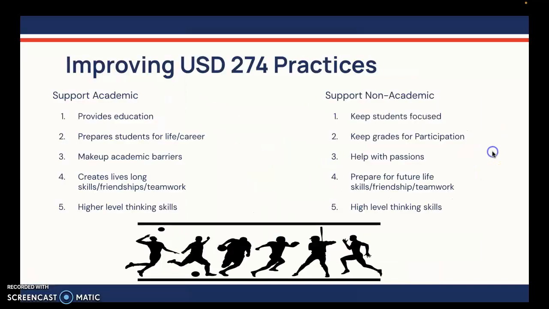So, strategies for improvement: improving the USD 274 practices. What helps to support academics? The reason why we do this is to provide a well-prepared education for our students. Hopefully they get prepared for their life and career, what they plan to do in the future. We try to help by removing academic barriers, helping our students who are behind get further ahead, or helping those who are ahead to be even better by challenging them. Our hope is to create lifelong learners, people who have skills, friendship, teamwork, and ultimately a higher level of thinking.